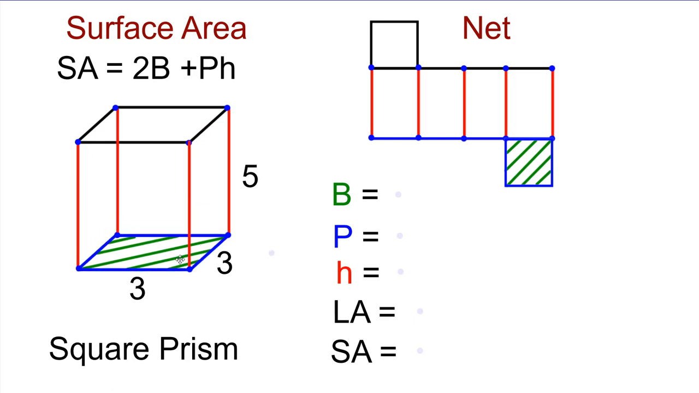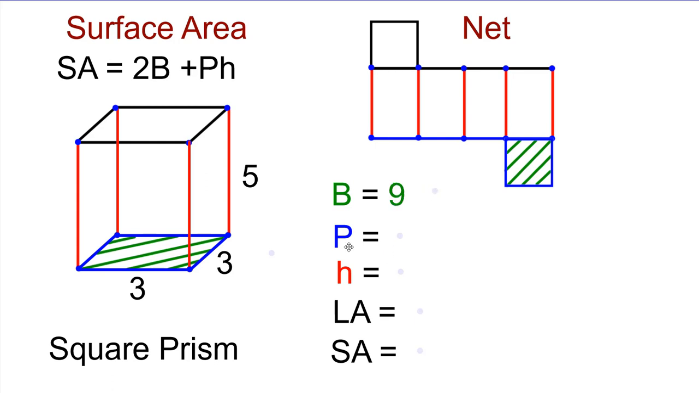Now there are multiple things that we need to know about this square prism or rectangular prism in order to be able to calculate its surface area. So the first thing we need to know is what is the area of the base. So if this has dimensions 3 and 3, then 3 times 3 is going to be 9. So the area of the base is 9 units squared.